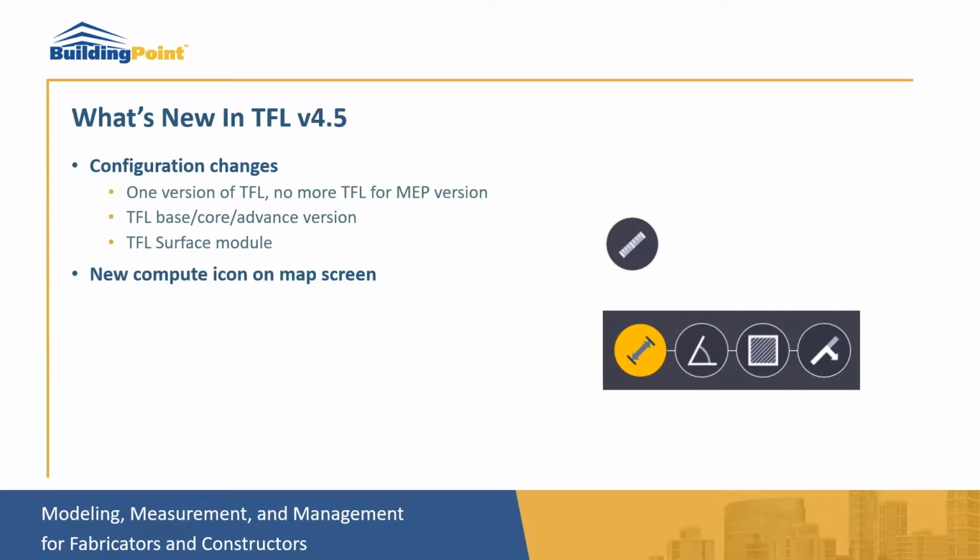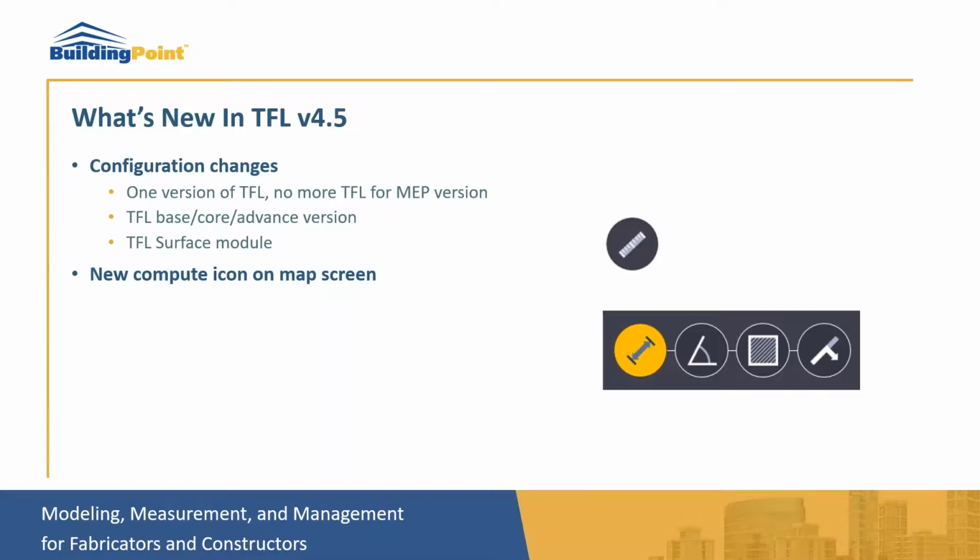The compute icon was changed and is now positioned on the map screen, which makes a lot more sense, because when you want to compute distances, angles, or do any COGO, you're basically using the map to select your points. So that little ruler is now available on the top left of the map screen, and by clicking on it, you now have access to the 4 compute commands that are available.